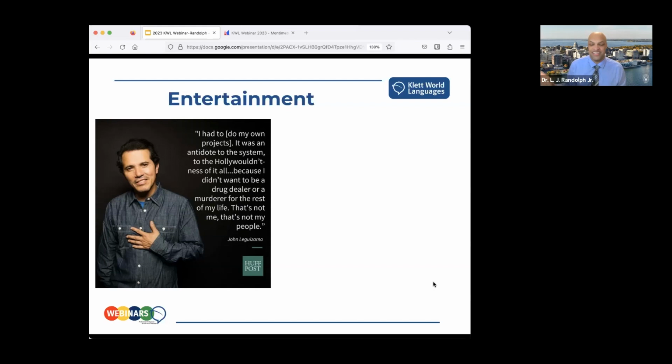Those in the Midwest, I know you feel my pain. But what John Leguizamo does here is he basically defines what a counter narrative is. He talks about how he had to create his own projects as an antidote to the system, to what he calls the Hollywoodness of it all.